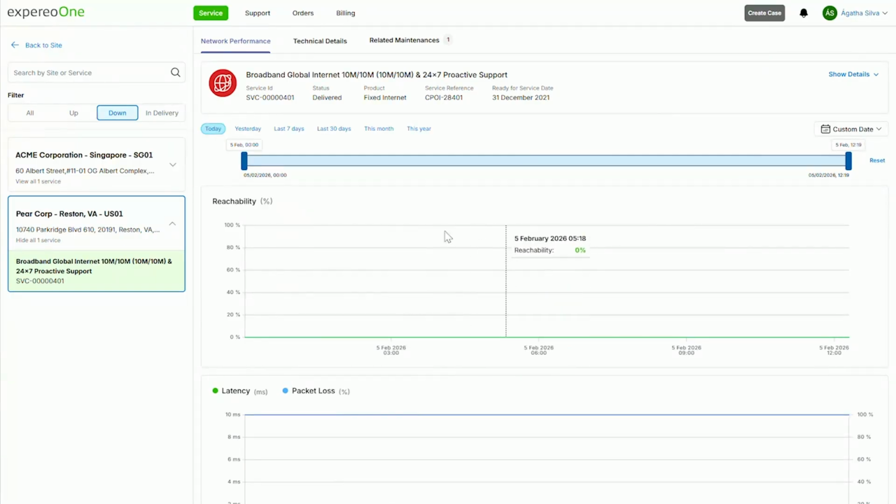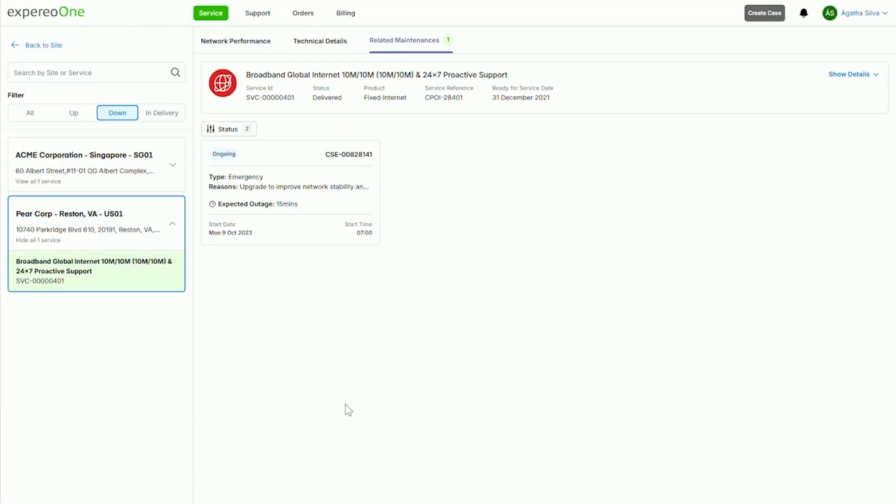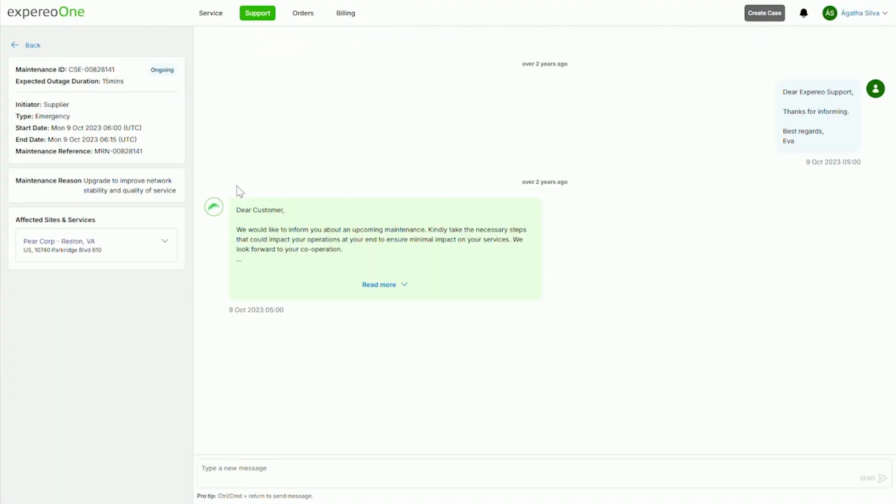But what we can see here is that we have related maintenances, and this might be why our service is down. So if we look at those related maintenances and we click into there, we can see in this case the reason the service is down is because there's emergency maintenance on this connection, and we're saying sorry and we hope that service is going to come up soon, but there is a reason for that service being down.